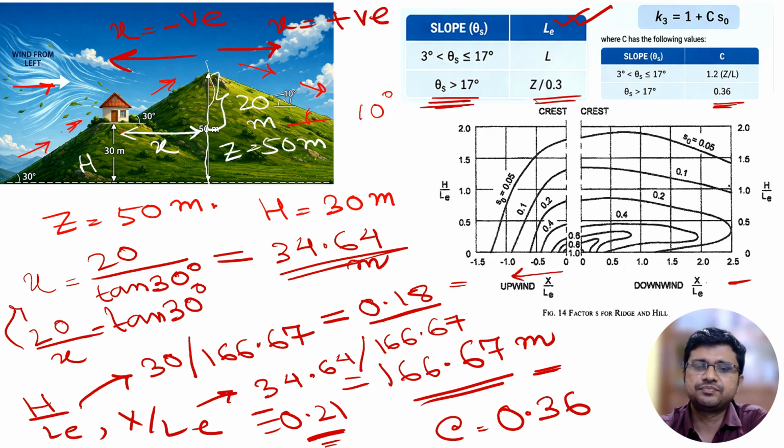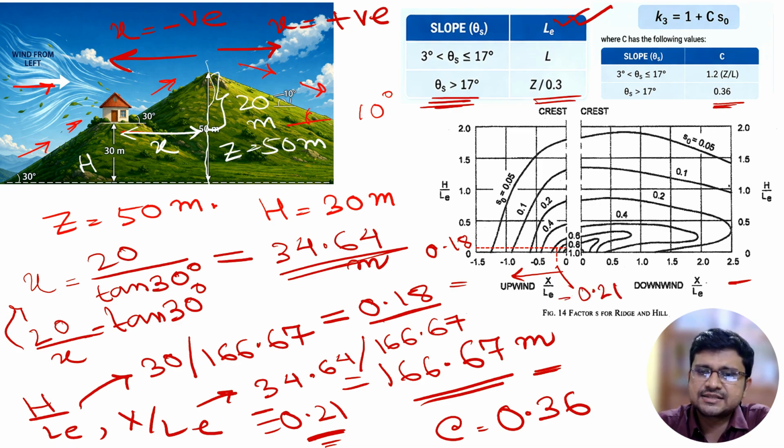So if we take the value of H by LE 0.18, this will be the 0.18 line, and this is X by LE. X by LE is how much? 0.21, minus 0.21. So these two lines are cutting at this particular point, which is in between 0.6 and 0.8. So our S0 will be 0.7.